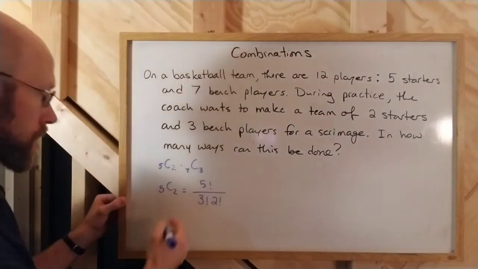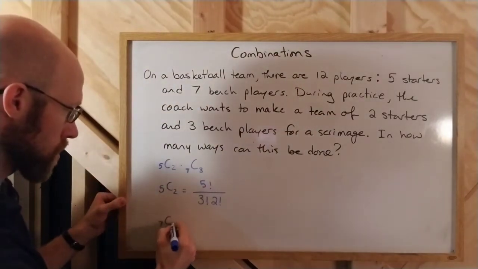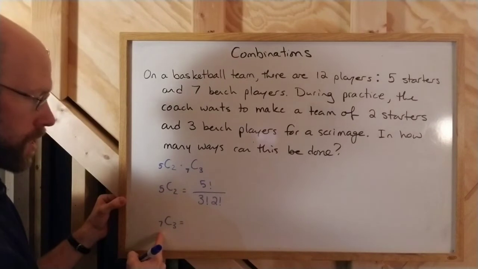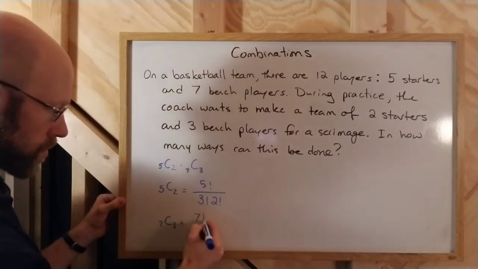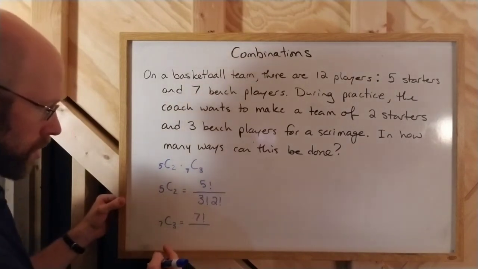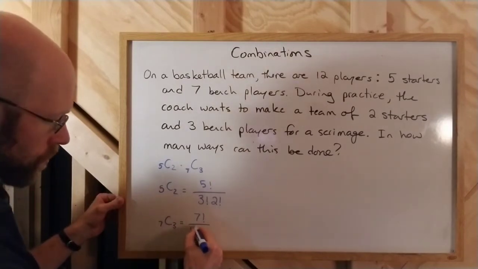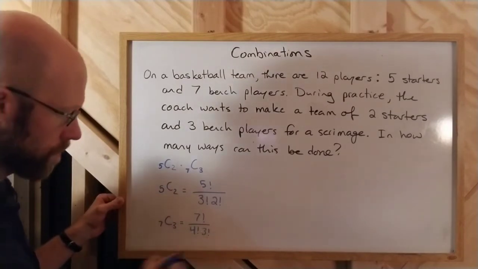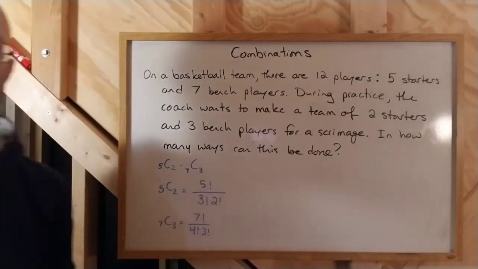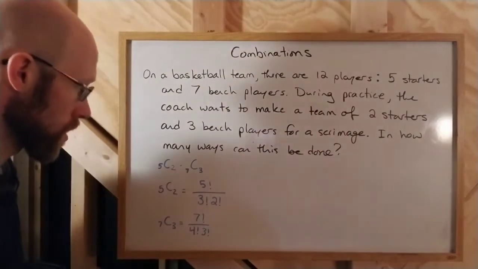All right, and then with the 7 choose 3, I'll just get that one set up and then we'll calculate these. 7 choose 3 is going to be 7 factorial over, and then we're going to have a 3 factorial and then the difference, which is 4. So it's 4 factorial, 3 factorial. Okay. So now we just have to calculate these two things.